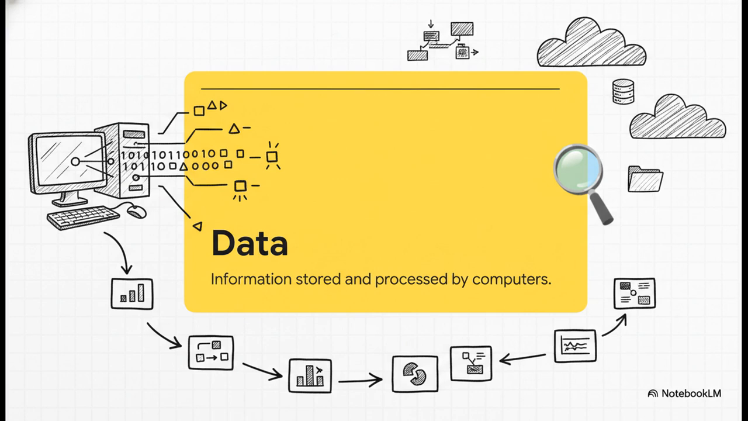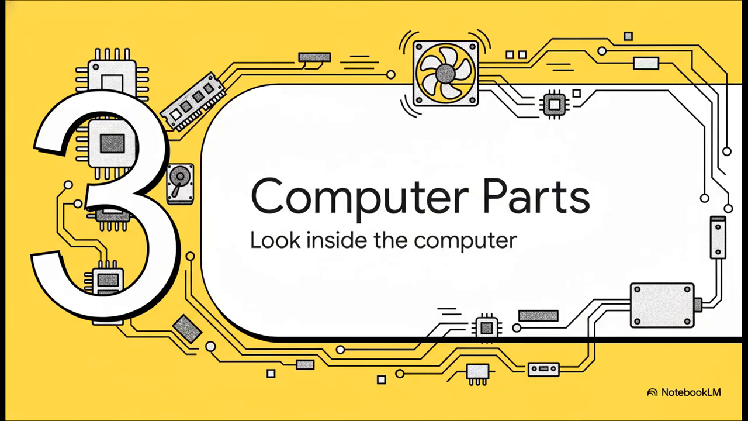So what do computers work with? They work with data. Data is just another word for information that computers store and use. Every photo, every video, every document, it's all data. You can say it like this: the computer processes data. Great. Now that we know some basic words, let's look inside the computer.